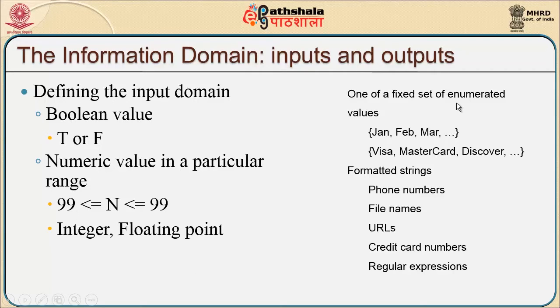Another is one of a fixed set of enumerated values, like the months available in a year and different cards. And we look for formatted strings like phone numbers and file names. These are unique representations where we follow standard templates. So, phone numbers, file names, URLs, credit card numbers, and regular expressions are things where the user definitions or design model has been performed. So, we maintain a template. According to the template, this has to function.